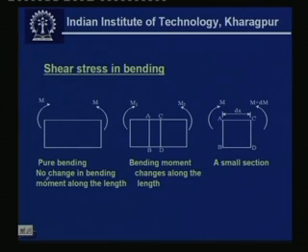What are we considering? Pure bending, no change in bending moment along the length, then bending moment changes along the length. At this section it is M1, and at this particular section it is M2. If we consider a small elemental section A, B, C, D, then if this is M, on the other side C, D it will be M plus dM, a small change in the bending moment along the length.